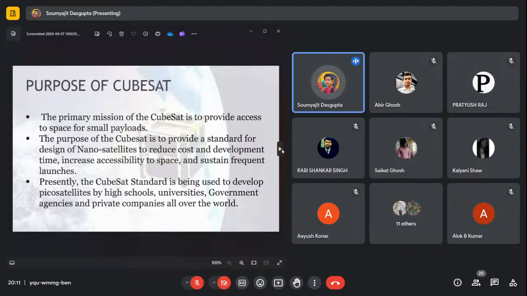The CubeSat standard is being used to develop picosatellites for high schools, universities, government agencies, and private companies. The main users of CubeSat are schools, students, university students, and researchers who want to make a particular experiment or do it for their research field. So they particularly use cube satellites.